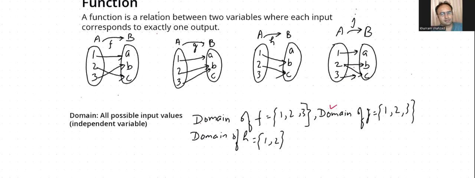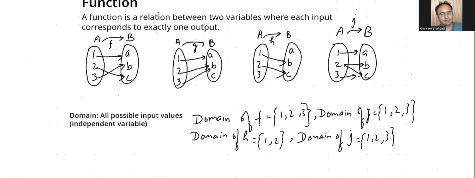And the domain of this h is 1, 2. I'm sorry, this is not a function, this is a relation. So the domain of this relation h is 1, 2. Now, the domain of this relation j is again 1, 2, and 3.